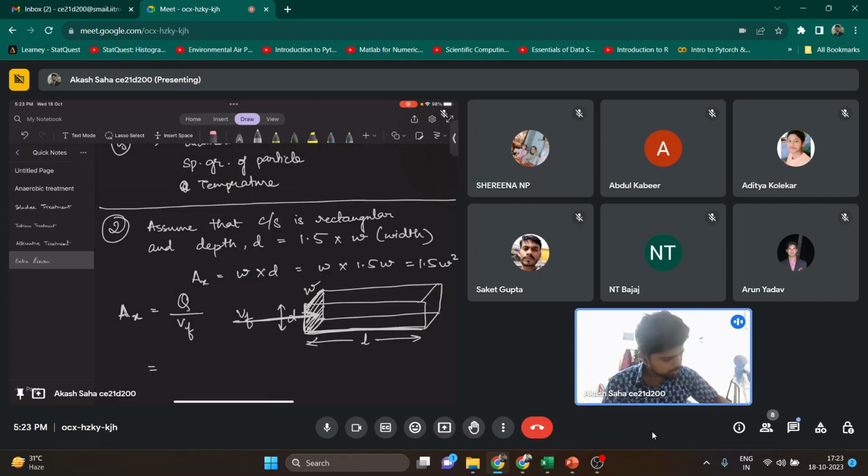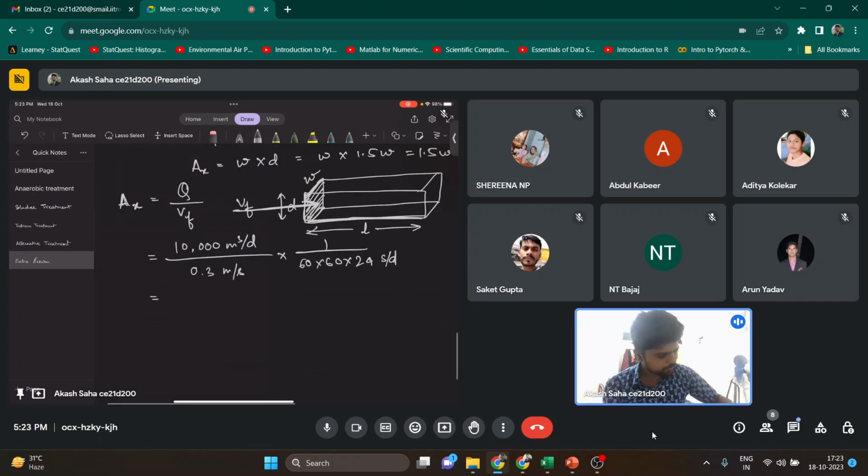So it will come out to be 10,000 meter cube per day divided by 0.3 meter per second. I will change day into seconds, so 60 into 60 into 24 seconds per day. So ultimately it will become 0.39 meter square. So my area of cross section is 0.39 meter square. If I put it equal to 1.5 W square, I will get my width as 0.51 meter and depth as 0.76 meter.